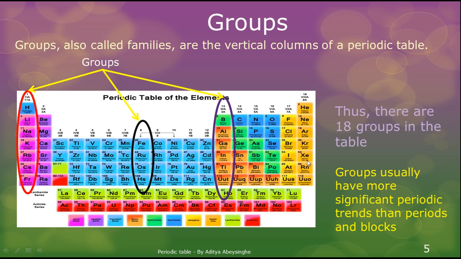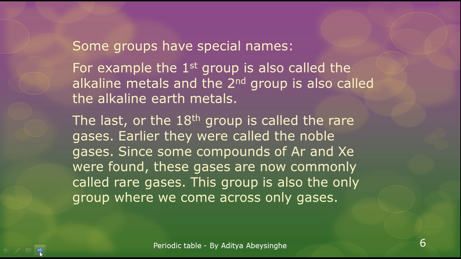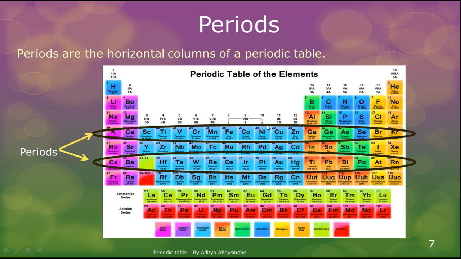Now, having explained the groups, let me explain what the periods are. As I mentioned a little while ago, in the periodic table we have horizontal lines and vertical lines. The vertical lines are called groups or families, and the horizontal rows are called periods. For example, hydrogen and helium fall under period 1. Lithium, beryllium, boron, carbon, nitrogen, oxygen, fluorine and neon fall under period 2, and so on. Any horizontal line in the periodic table is called a period.